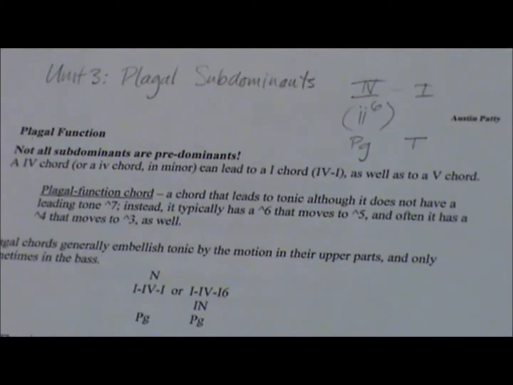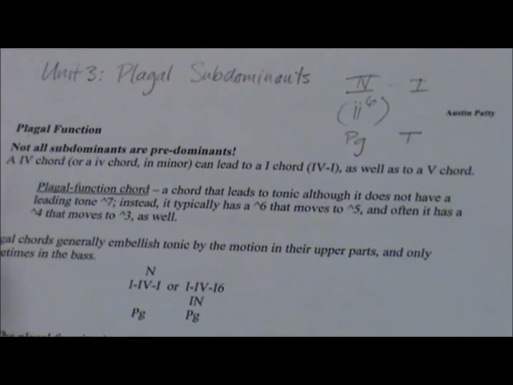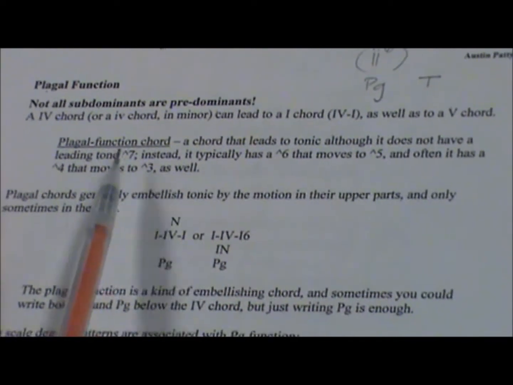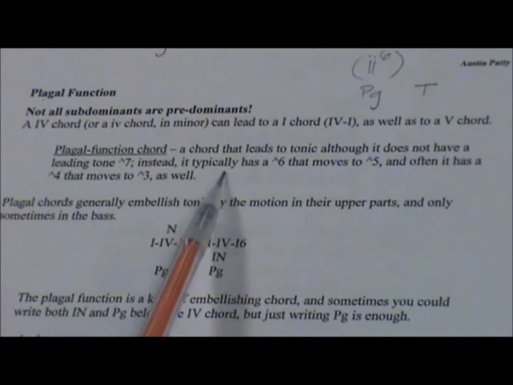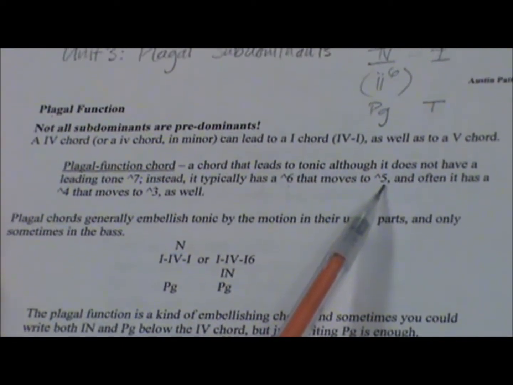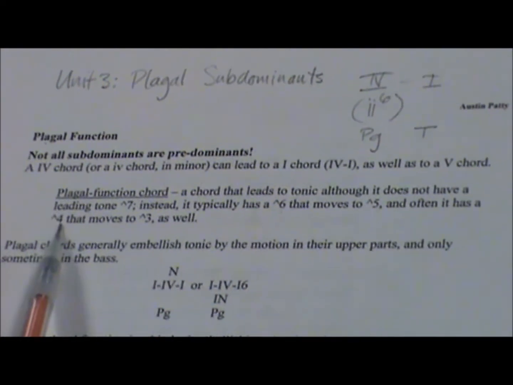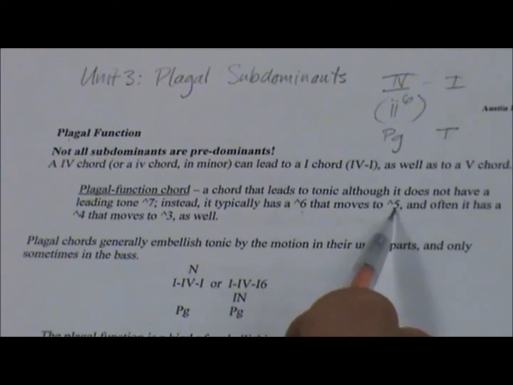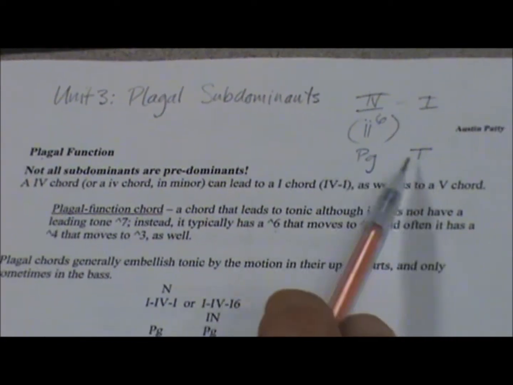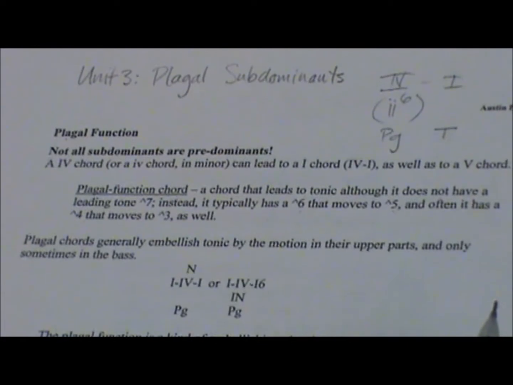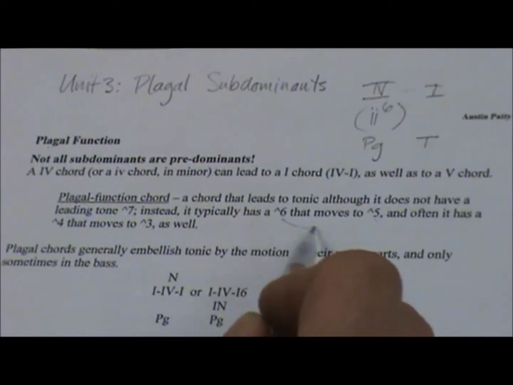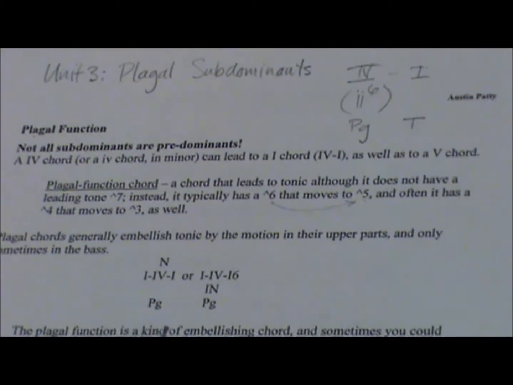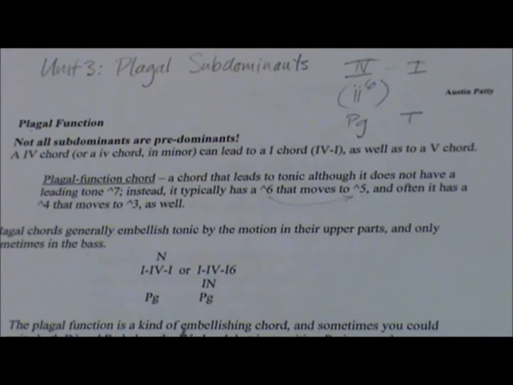Plagal chords are non-dominants that move to the tonic. It's a chord that leads to the tonic, although it does not have a leading tone. Instead, it typically has a 6 that moves to a scale degree 5, and often has a scale degree 4 that moves to a scale degree 3 as well. Now, that resolution is going to happen when we move to a tonic, just like it happens when we move to a dominant. So this resolution happens either way. Alright, 2 very typical kinds of things here.